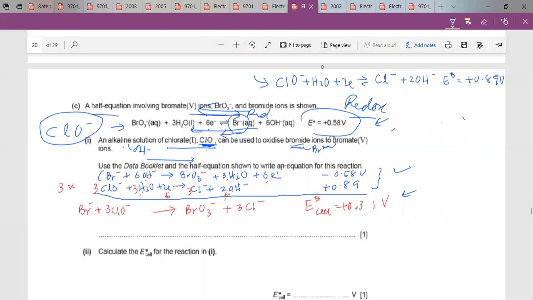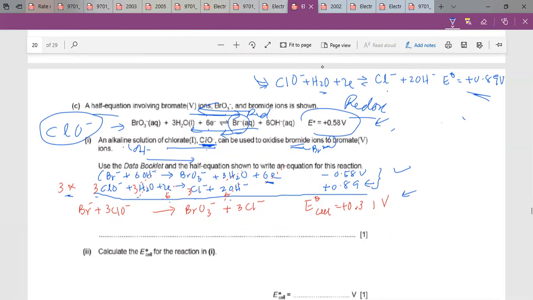So now this is what I copied down here. ClO minus plus H2O plus 2 electrons gives Cl minus, OH minus, and so forth. The E0 is plus 0.869. So now to balance the electrons here, this is 6 electrons, so times by 3. So 3 here, 6 here, and 6 here. Don't times this E value, it stays the same. Why? Because it's 1 molar for all of them.